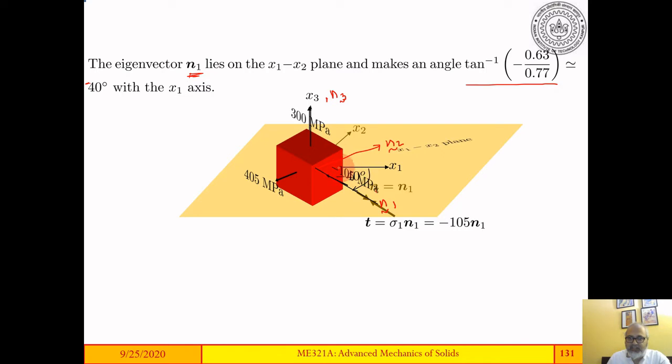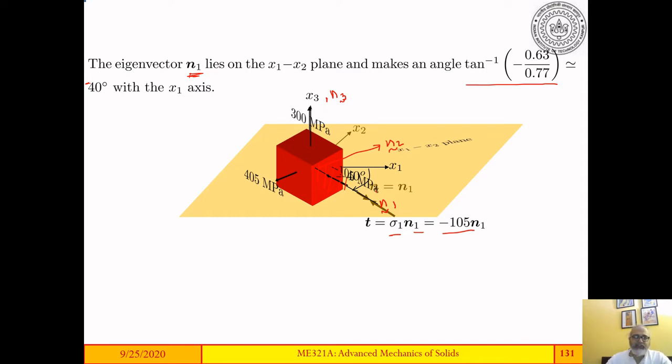The traction on this particular plane is sigma 1 n1, which is minus 105. We know that. And the stress state is completely diagonal. There are no shear stresses anywhere, because this n1, n2, n3 happen to be a set of principal directions. So this is the special set of directions in which your state of stress completely becomes diagonal, and there are no shear stresses.